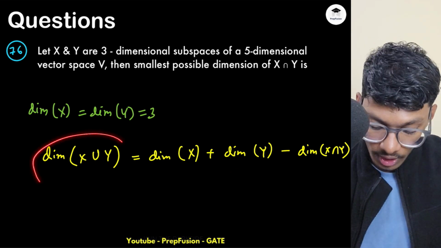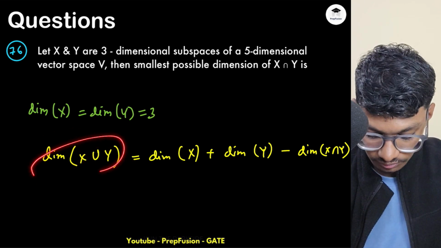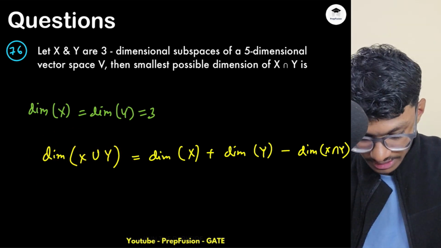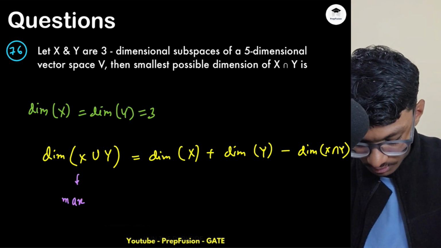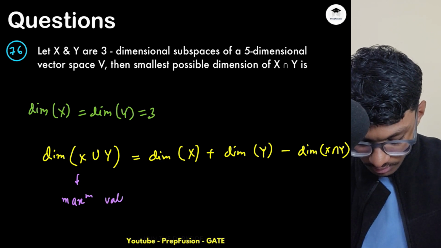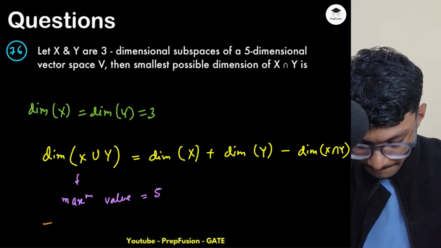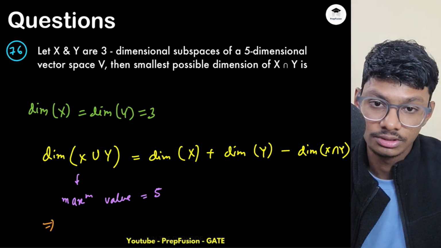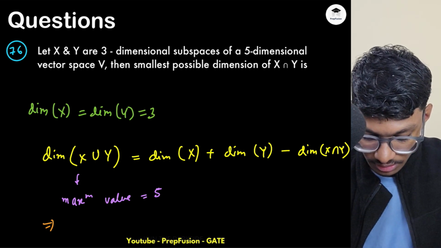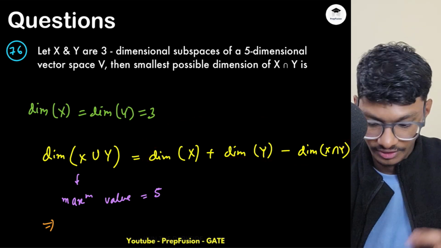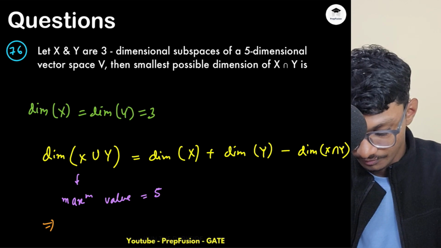Now what can be the maximum possible value of this? The maximum possible value of this is 5, right? Then what does this mean? This means that the maximum value of this is 5, so this has to be less than or equal to 5. At max it can be 5.